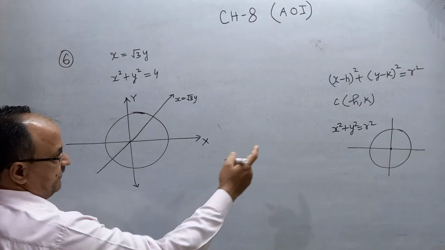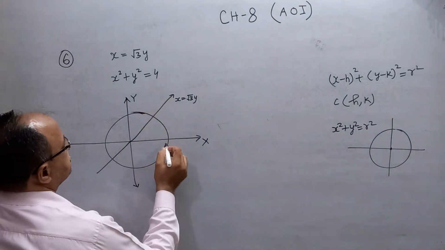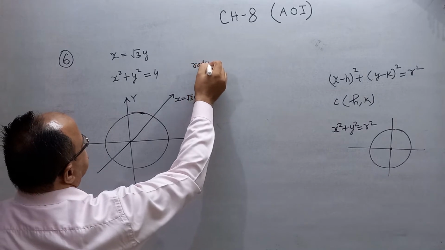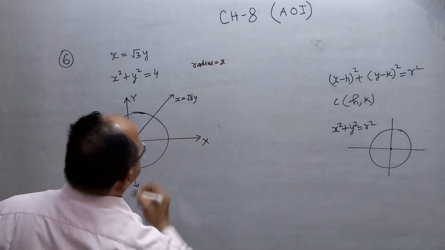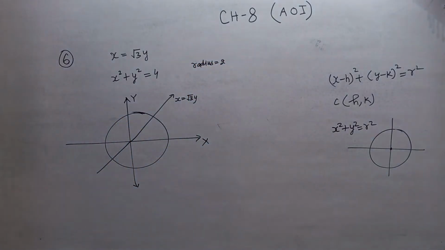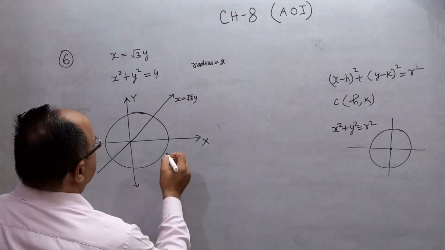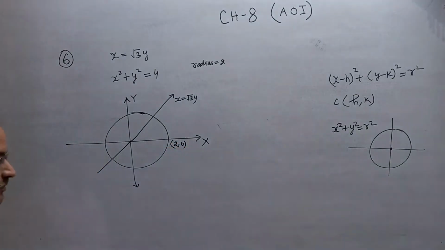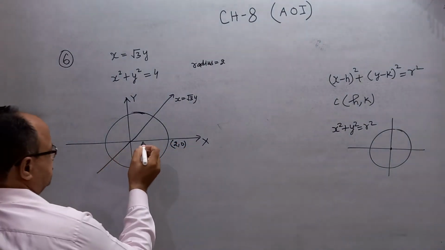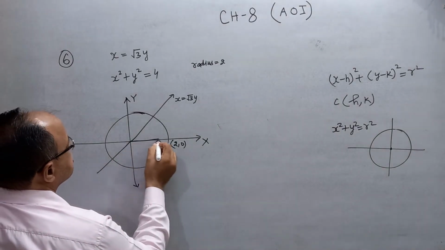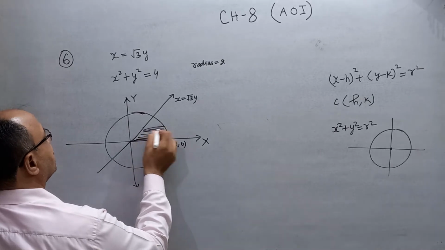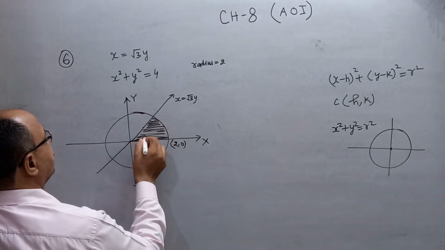And you know that when you compare with the standard form, r is 2 here, radius is 2. Radius 2 means the coordinate of this point is 2, 0. And you know that the area lies between x-axis, curve and line. It means this area. This area you have to find.